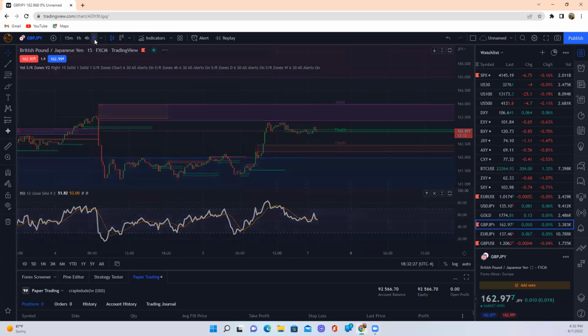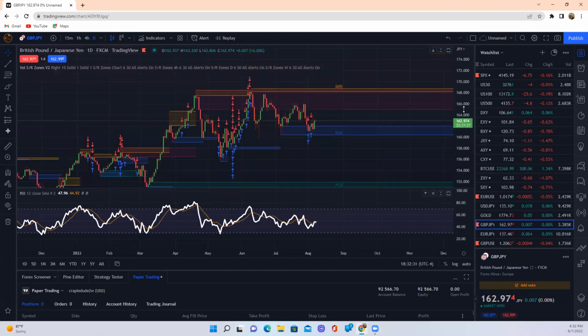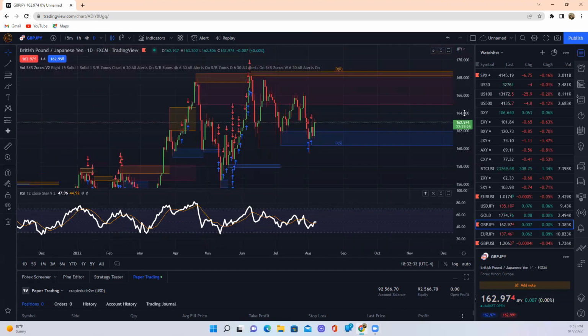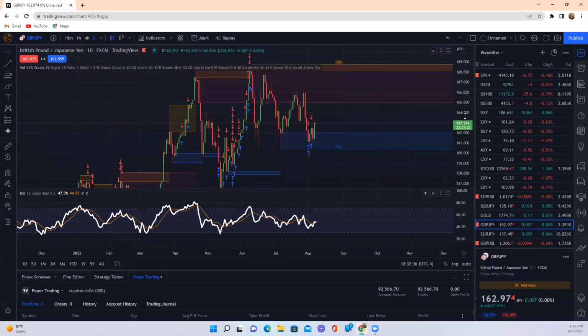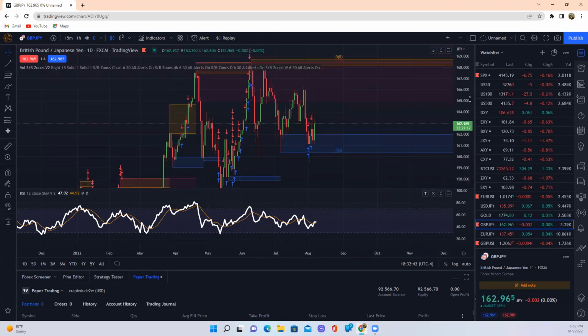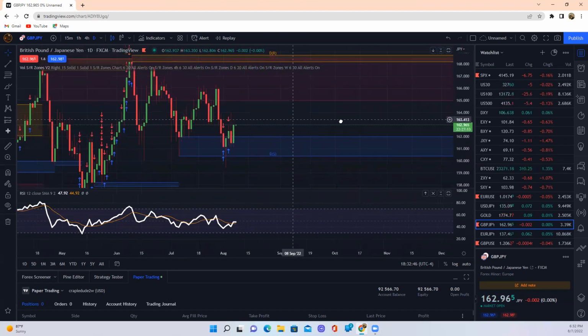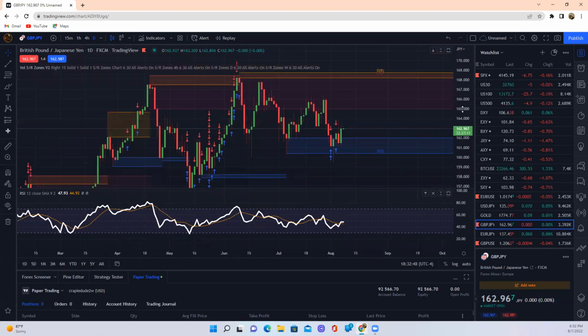All right, so we're going to look at the daily and see, again, give us context as far as where we are in the market with GJ right now at the current moment. So right now, as we analyze this, taking a look at it, I want to get a really good look at this.